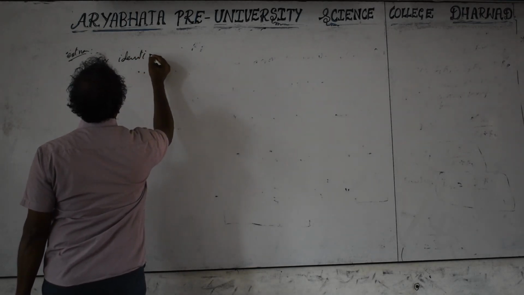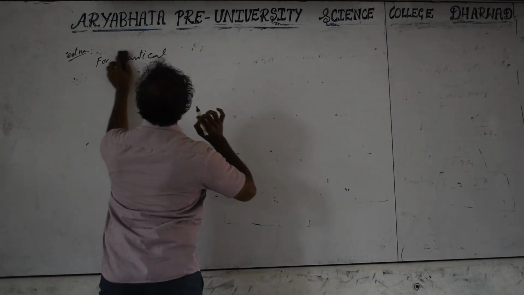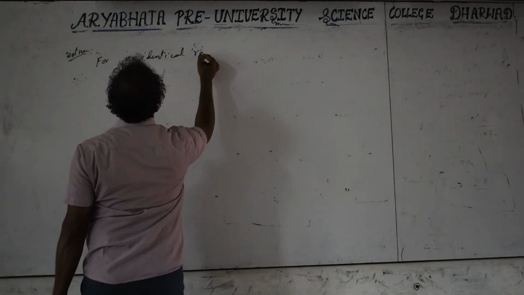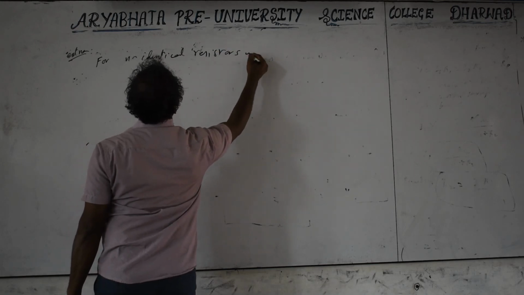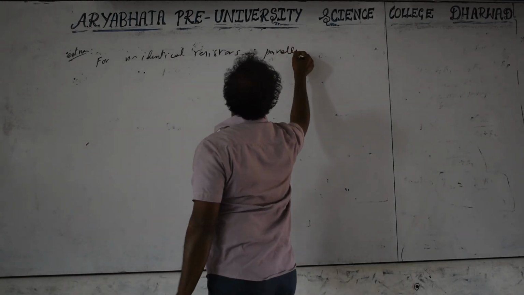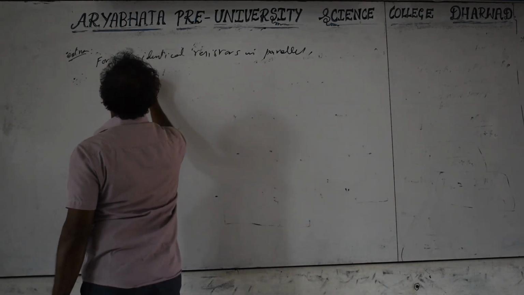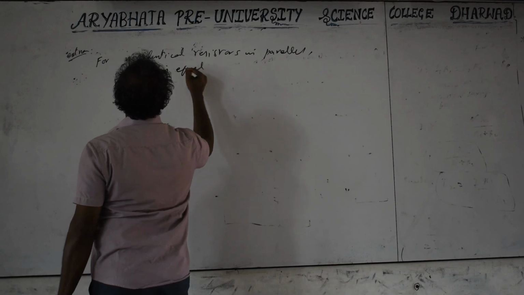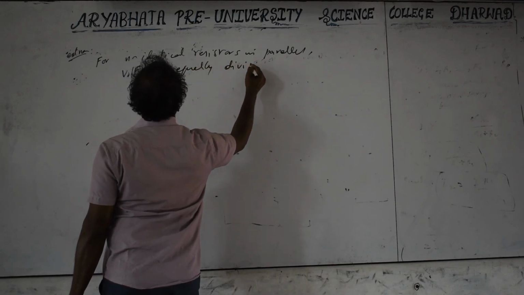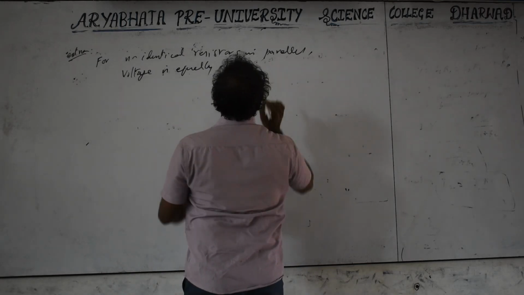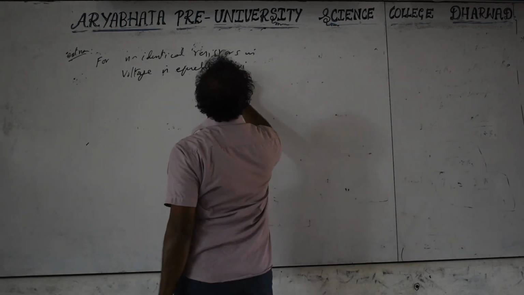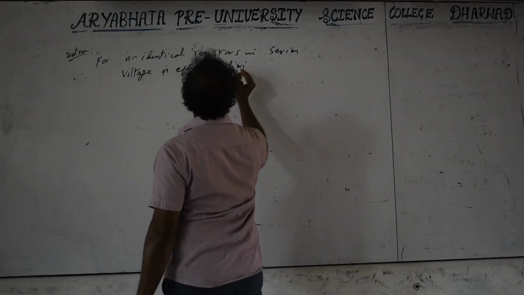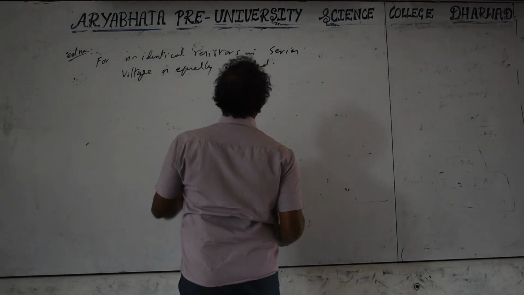Identical resistors in parallel, voltage or potential difference is equally divided. Sorry, not parallel. Parallel I discussed already, no? In series, voltage is equally divided. Series combination.